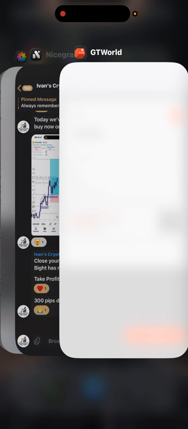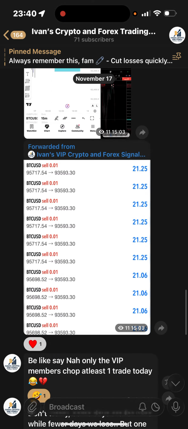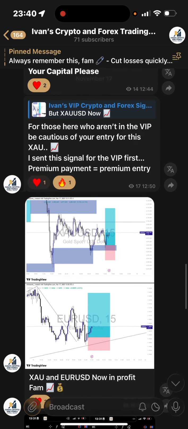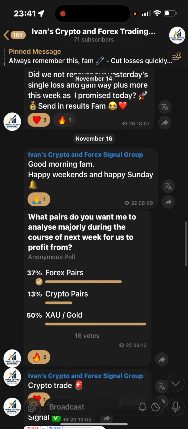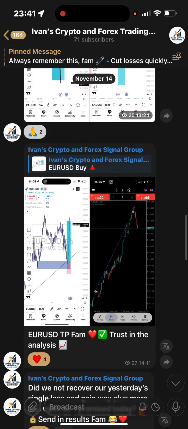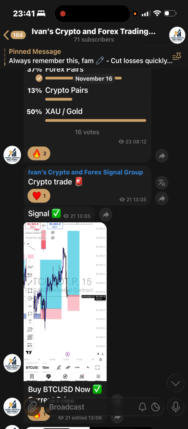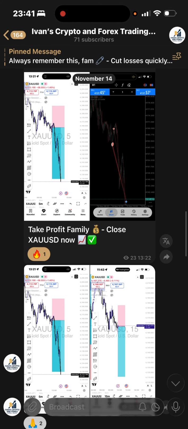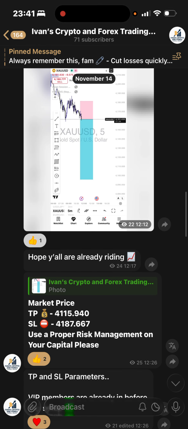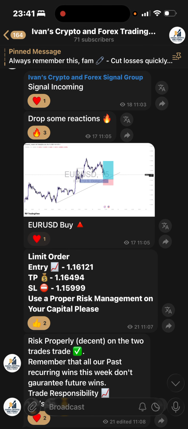Let me go to the Telegram group to give you an example. Where was that day? Okay, so this was where I gave a limit signal. When was the last time I gave a limit signal? Okay, for Euro USD. So I gave Euro USD, buy Euro USD, and a limit order.